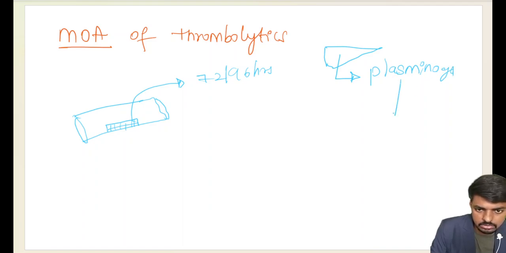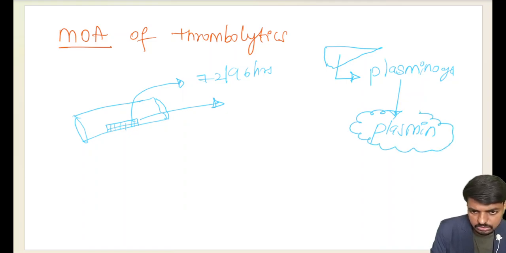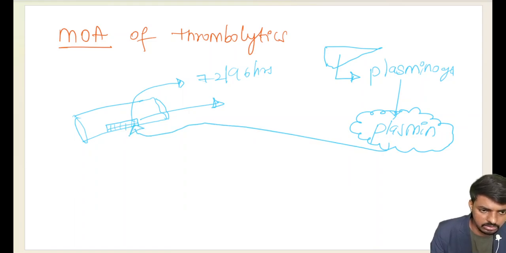Okay, so this plasminogen: the factors which are released from this clot convert this plasminogen to plasmin. Plasmin is the active form of the plasminogen. This plasmin is the very important component that is responsible for destroying this particular clot.